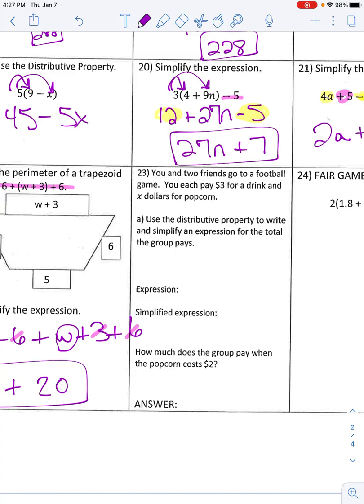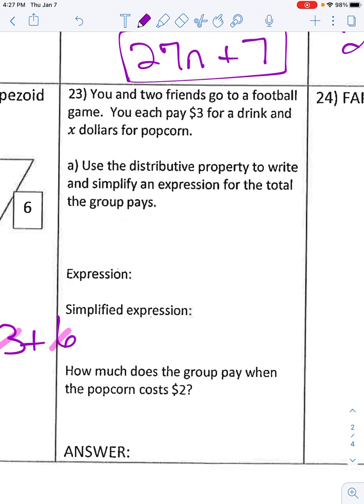23, you and two friends, there's 3 of you, go to a football game. You each pay $3 for a drink and x dollars for popcorn. Use the distributive property to write and simplify an expression for the total the group pays.